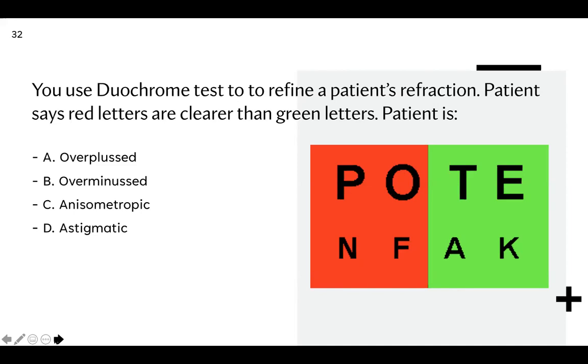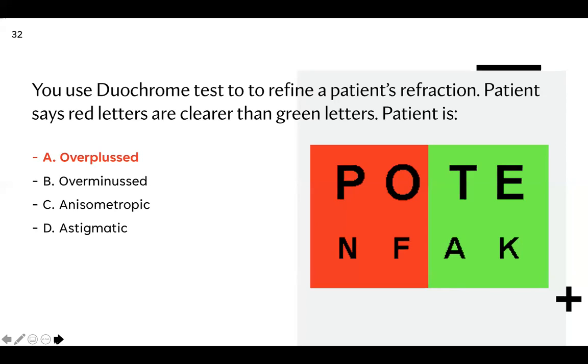We have 15 seconds left. Duochrome test is one of the tests done to refine the refraction after we have done the primary correction. I'm expecting people should get this answer right. The poll is locked. The correct answer is over plus. And we have a tie between over plus and over minus, so 50-50.